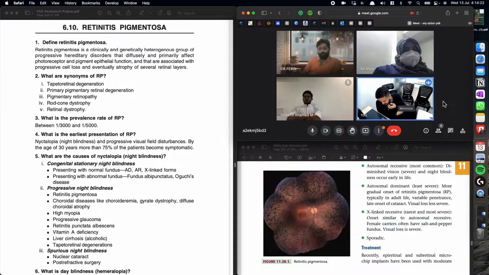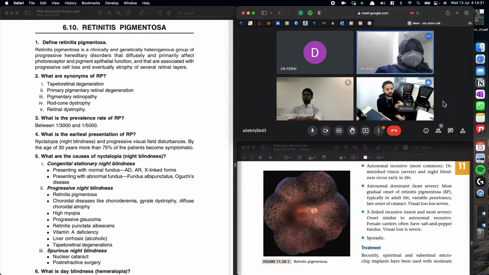So Alia mentioned color vision. Would you like to review that point, Alia, or are you okay with that point? No, sir, I would like to go forward with that point. Okay. Would you like to justify why there would be color vision issues in these people? Sir, because there is a waxy disc pallor, then there is loss of photoreceptor layer, and according to the color theory, photoreceptors are there for colors.